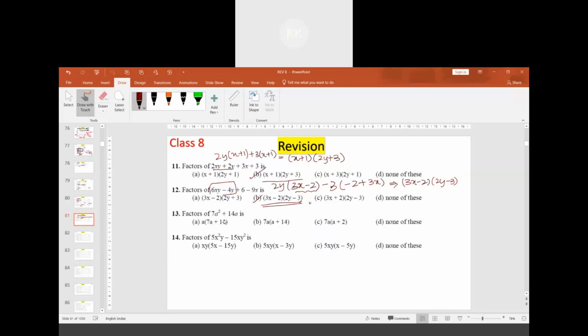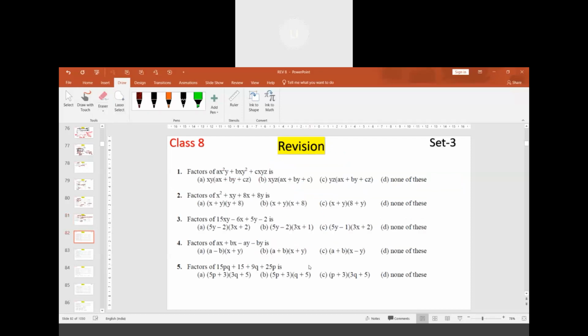In this question, 7a can be taken out. Option C. Very good. 7: 5x square y minus 15xy square. We can take 5x common. Option B. So they were easy. So set 2 was very easy.